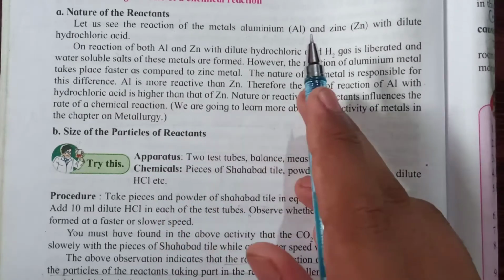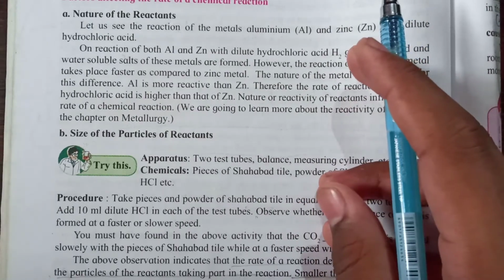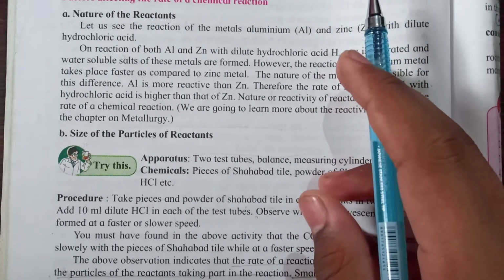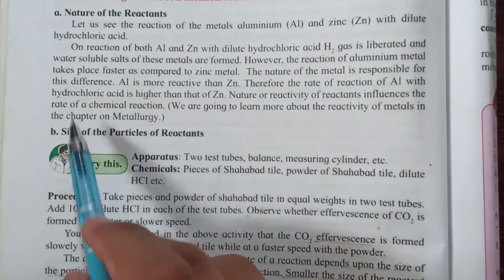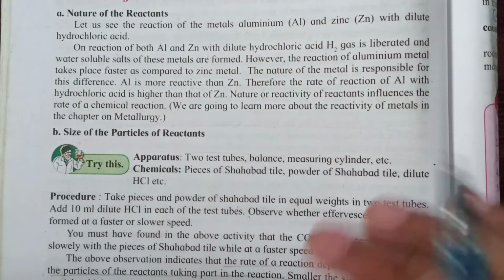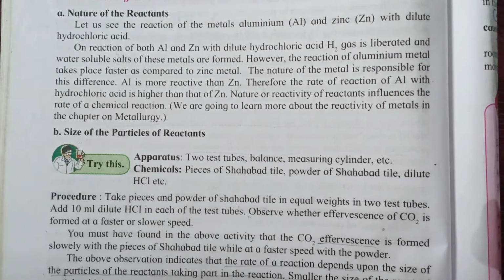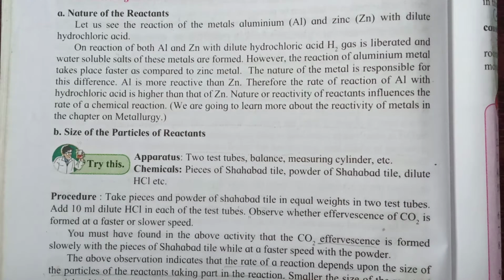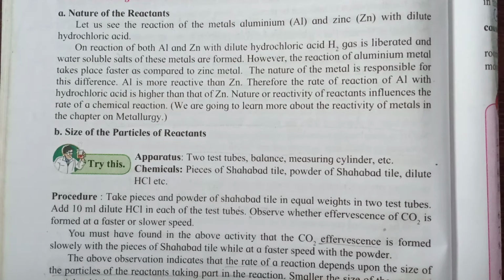Aluminium is more reactive than zinc. We all know that. Therefore, the rate of the reaction of aluminium with hydrochloric acid is higher than that of zinc. The nature of reactivity of reactants influences the rate of chemical reaction. It means the nature of the reactants is highly important when we are learning the factors affecting the rate of chemical reaction, as it can also decide the time that would be taken for the reaction to take place.